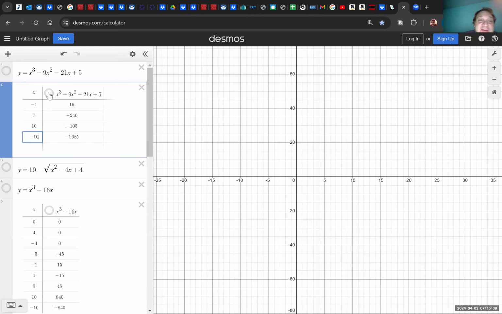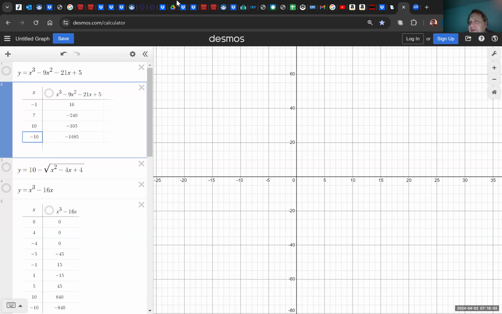So for the function we're actually doing in this problem, x cubed minus 10x squared minus 21x plus 5, these are the two critical numbers right here, -1 and 7, and these are the two endpoint numbers, 10 and -10. And so we look here: what is the largest possible value? It's 16. And what is the most negative value, the lowest value? It's -1685. So that's our absolute max and absolute min.